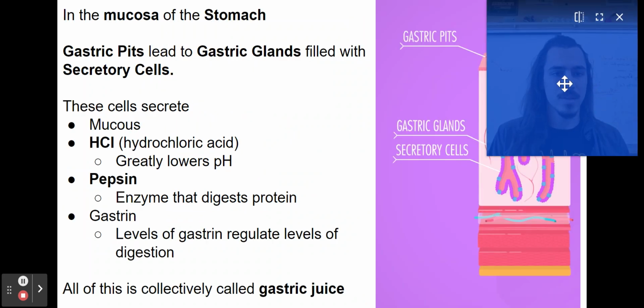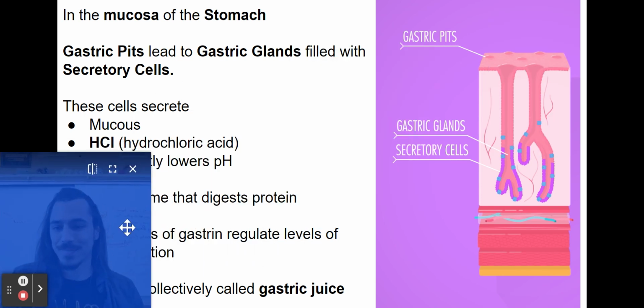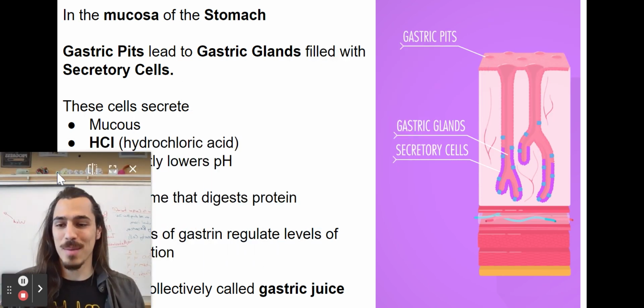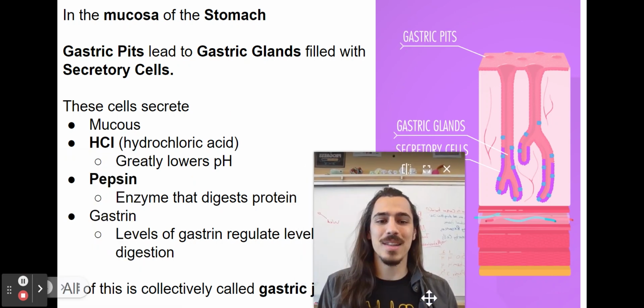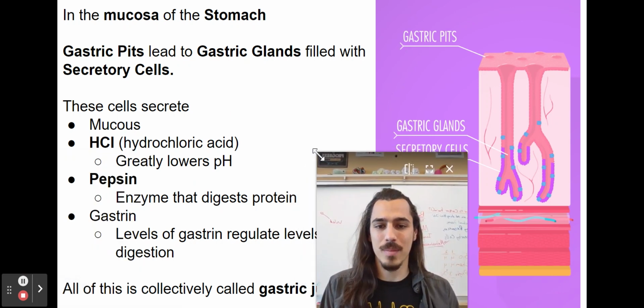Okay, my goodness. Why am I blue? Okay, now I'm not blue. You love to see it. Talking about the mucosa of the stomach. I'm going to make myself small.